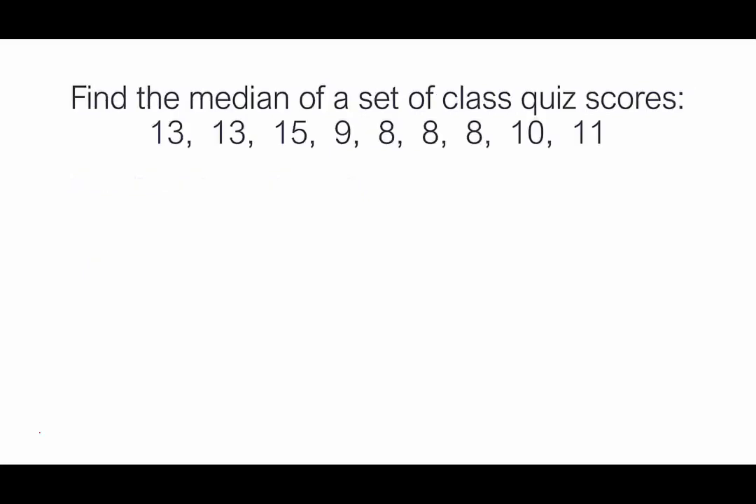Let's look at an example. So here's a set of quiz scores from a class. We want to find the median quiz score. So first, the smallest number is 8, and there are 3 of them. So I'm going to write 8, 8, 8. Then I'm just going to cross those out so I don't look at them again. Then I have a 9, a 10, 1 11, 2 13s, 13, 13, and then 15.